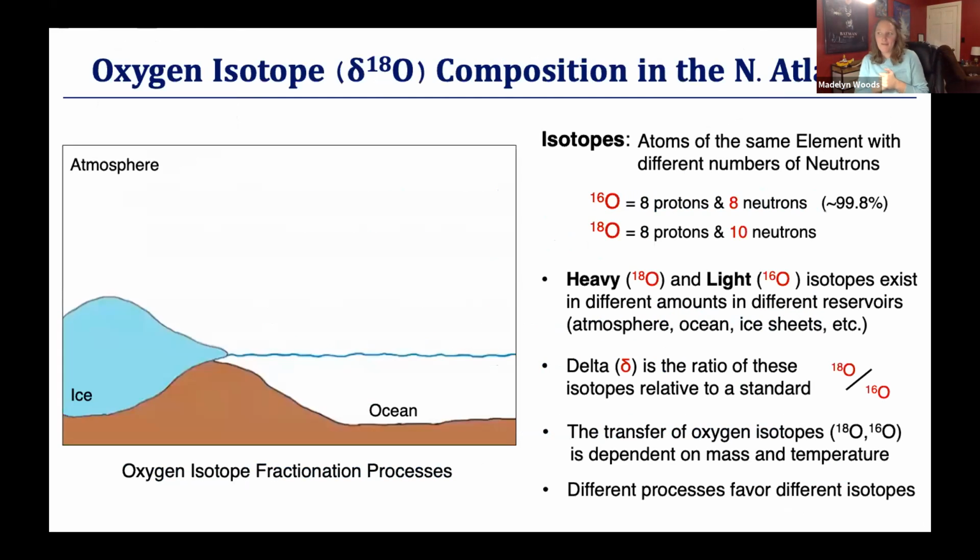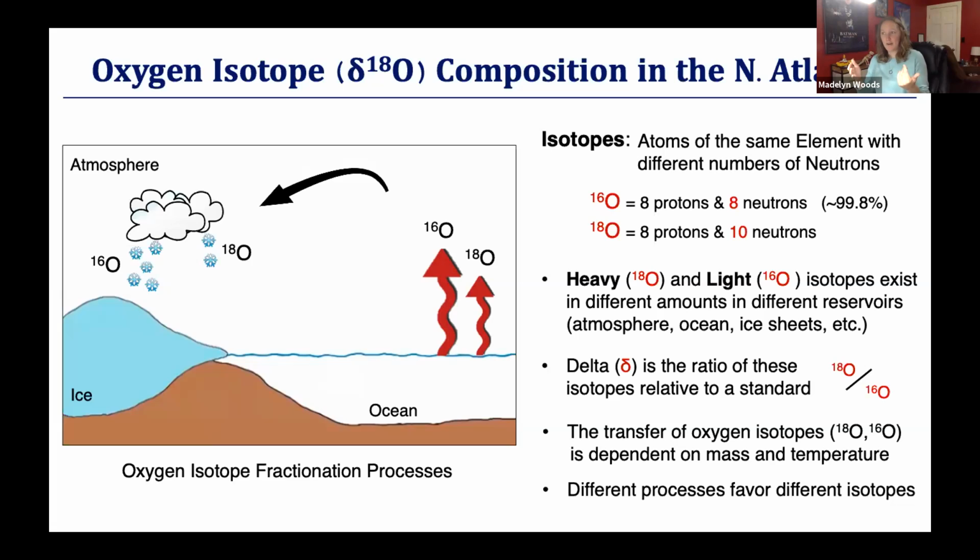So a really useful way of monitoring changes in ocean circulation is by monitoring the oxygen isotope composition of seawater through time. The transfer of oxygen isotopes between different reservoirs is dependent on both the mass and temperature, and different processes favor one isotope over the other. Lighter isotopes are more readily evaporated than heavier isotopes, which is called fractionation, and the transfer of lighter O16 over the heavier O18 from seawater to air changes the isotopic ratio of both the atmosphere and the ocean, making the air values more negative and the ocean values more positive.